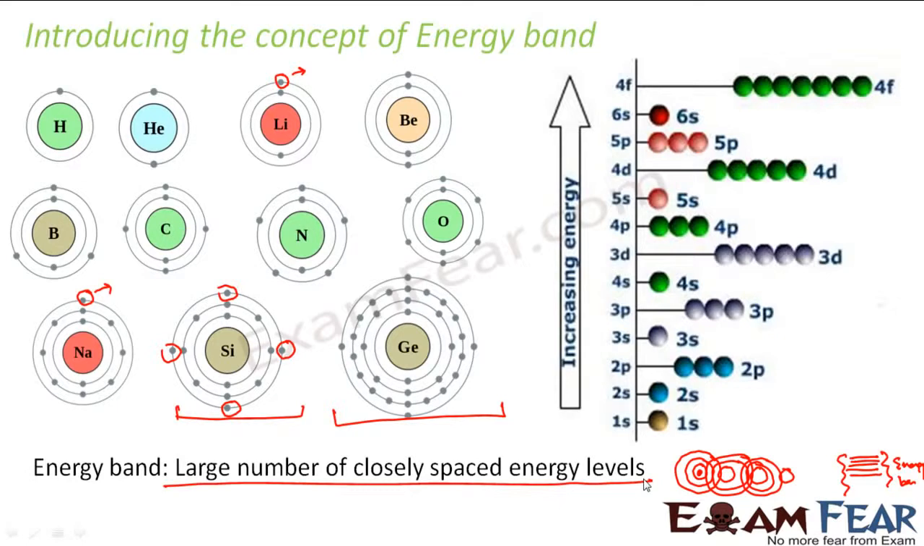So you understood this. What is an energy band? An energy band is nothing but closely spaced energy levels. The energy band concept comes into the picture when a large number of similar atoms come close to each other. Then their outermost shells or energy levels start overlapping with each other, and this gives rise to energy levels which are extremely closely spaced. Such energy levels which are very closely spaced together are known as energy bands.